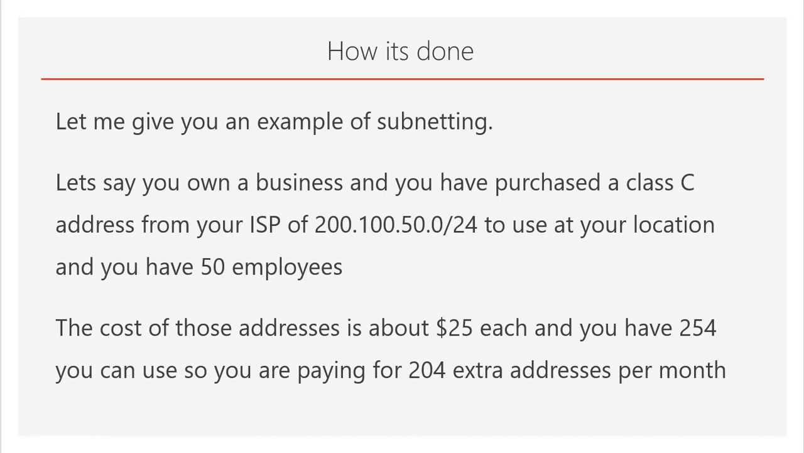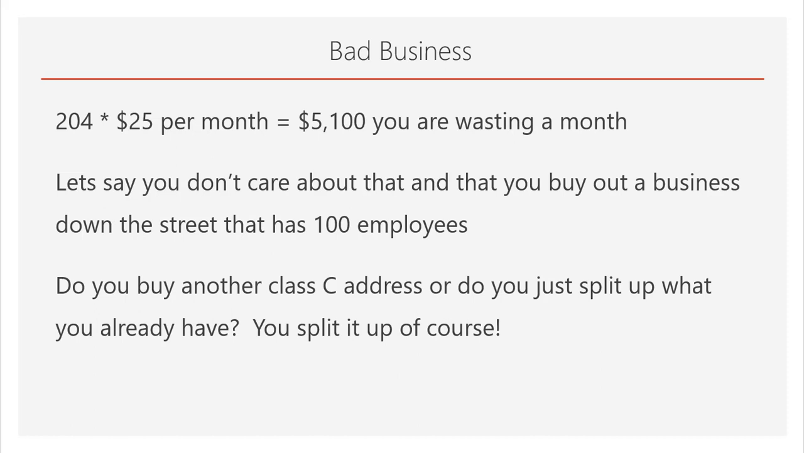You're going to use that at your location and you only have 50 employees. The cost of those addresses is about $25 each per month on your bill. So if you have 254 usable addresses, you're paying for 204 extra addresses per month. Think about the cost of that. That's $5,100 you're wasting per month.